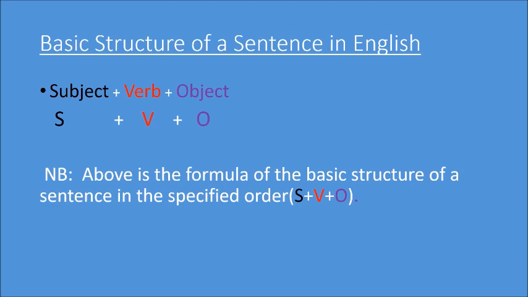Now, the basic structure of a sentence in English follows this formula: subject, verb, object. In short, SVO. Please note that above is the formula of the basic structure of a sentence in the specified order, meaning that in a simple or normal sentence, the subject is always in the beginning, followed by the verb and the object at the end. Now, I want us to firstly look at the subject in a sentence.